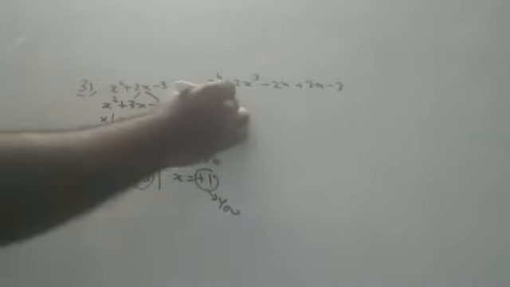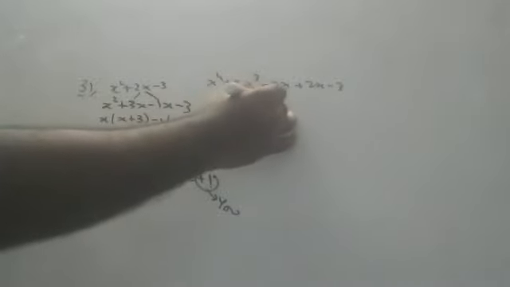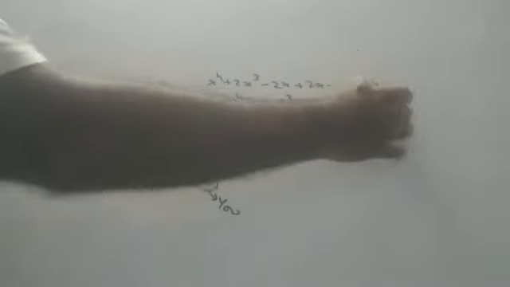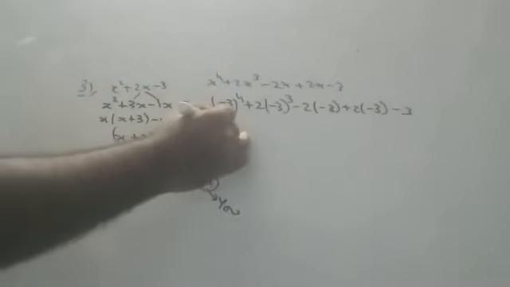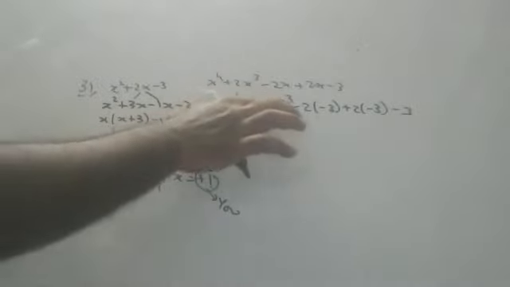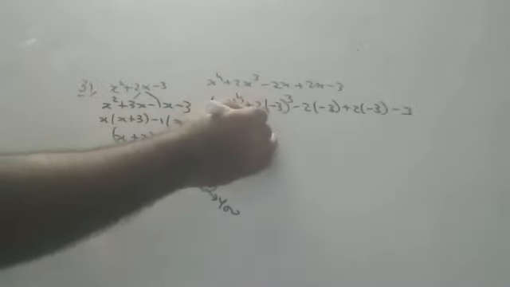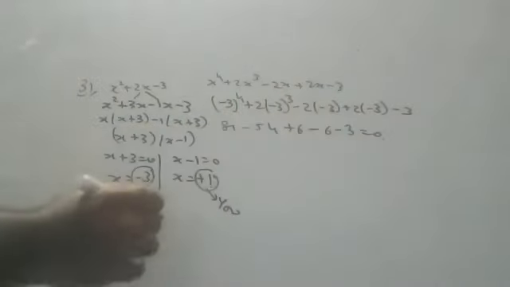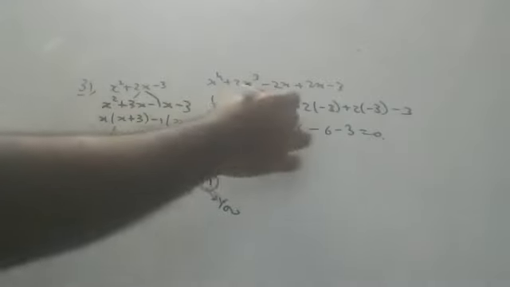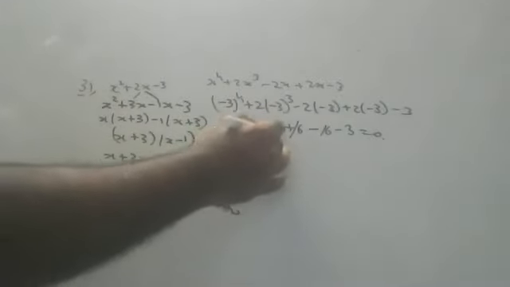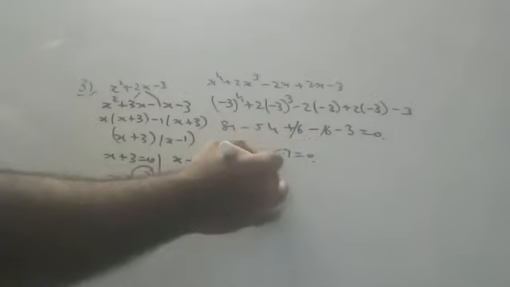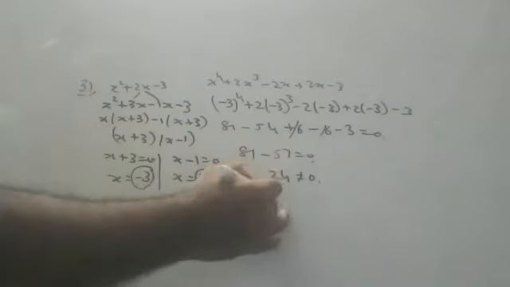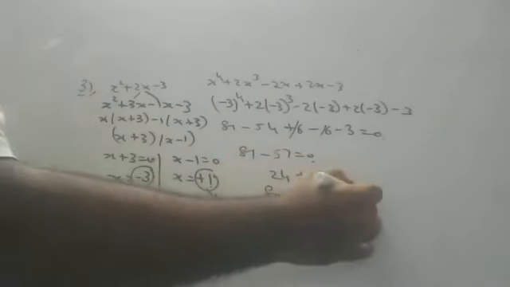Okay, see, minus 3 to the power of 4 plus 2 into minus 3 to the power of 3, minus 2 into minus 3 square, plus 2 into minus 3 minus 3. Minus 3 to the power of 4 is 81, plus 2 into minus 27, that is minus 54, plus 6 minus 6 minus 3 is equal to 0. Plus 6 minus 6 gone, children. 81 minus 57 is equal to 0. Here I am not getting 0, children. 24 is not equal to 0. So x is equal to minus 3 is not a factor.